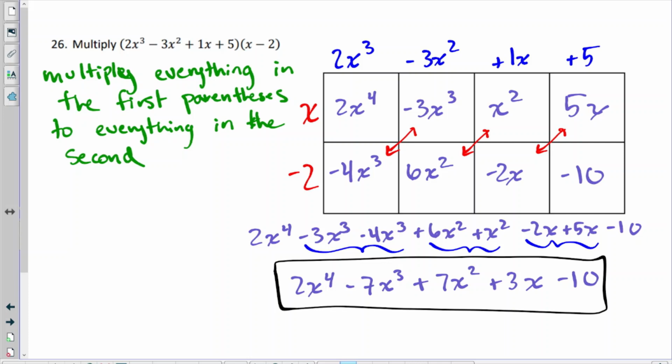Okay, so you don't have to use the area model. You can just distribute out like this, but just make sure you hit everything. I was working with Jace yesterday in Homework Center. We were doing this problem exactly, and I used the area model, and he didn't. And he messed up, and I didn't.